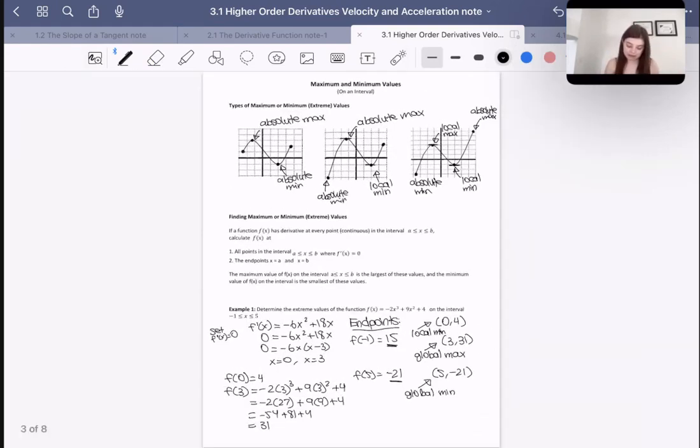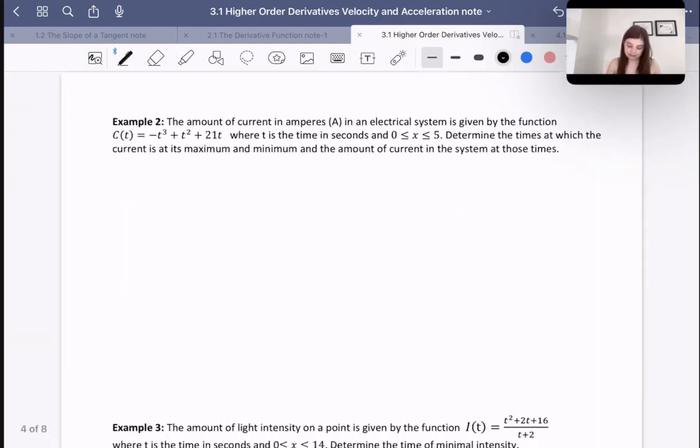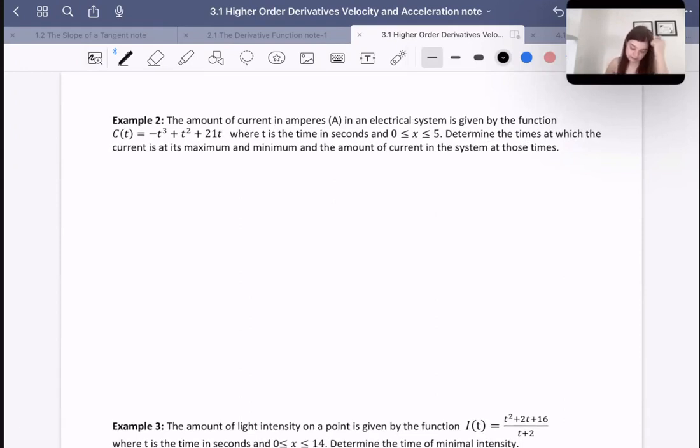All right, well, that's our first one done. Let's do 2 more examples for this lesson. Okay, the amount of current in amperes in an electrical system is given by the function C of t equals negative t cubed plus t squared plus 21t, where t is the time in seconds, and t goes from 0 to 5, including 0 and 5. Determine the times at which the current is at its maximum and minimum, and the amount of current in the system at those times.